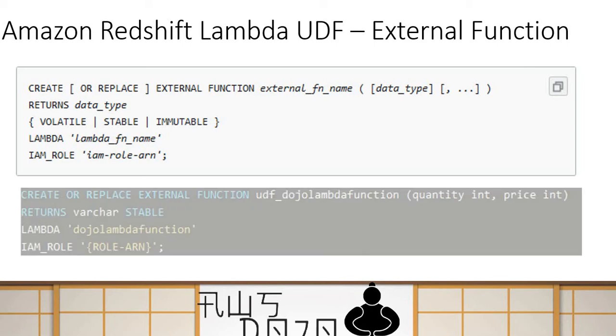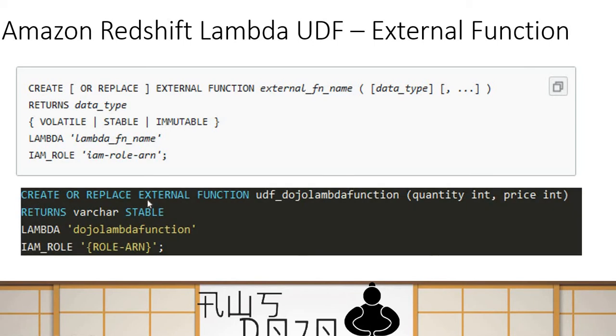If you see, this one is an example. I'm creating or replacing an external function, and this is the name of the UDF function. I'm passing quantity and price as 2 parameters into it. My return is varchar. To be honest, I'm multiplying quantity and price, and the result ideally should be integer, but I think I made a mistake there. The result is a varchar here, and then this is the Lambda function I'm calling, and this is the ARN of the role, the Redshift cluster role, which authorizes the call to the Lambda function. So this is how you create a UDF function.